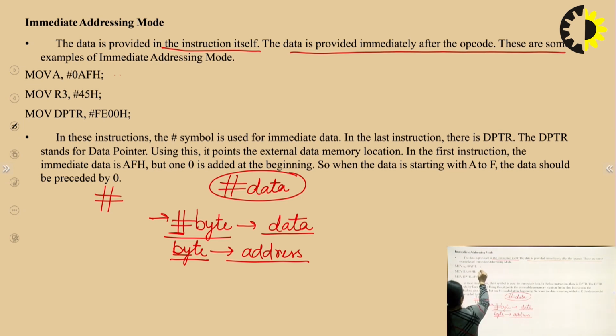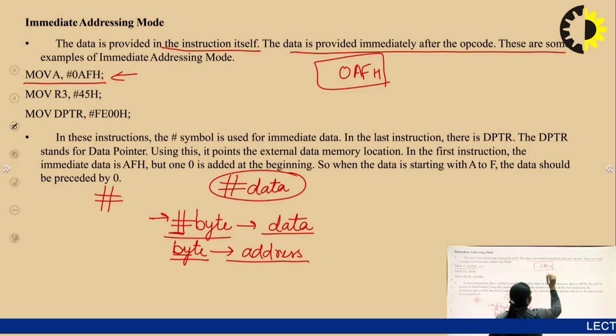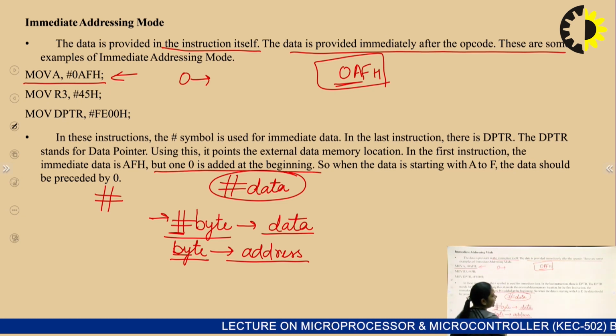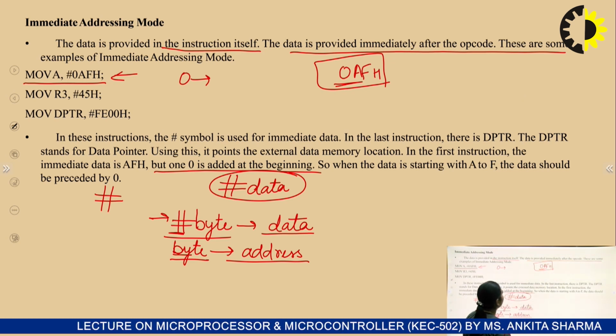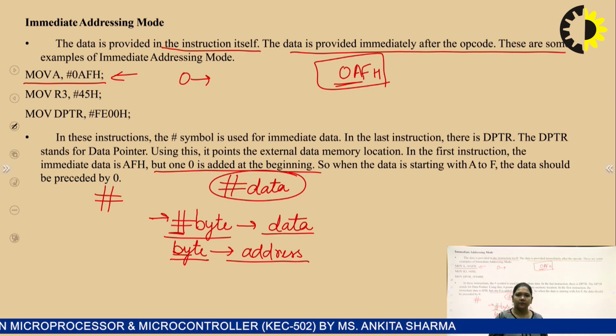If you look here, the example is MOV A, #0AFH. H is for the hexadecimal number. Then why is this 0 here? This can be a question for sure. So 0 is added at the beginning. Why? Because when the data starts with A to F, the data should be preceded by 0 so that the microcontroller does not get confused with the alphabets and the hexadecimal numbers.